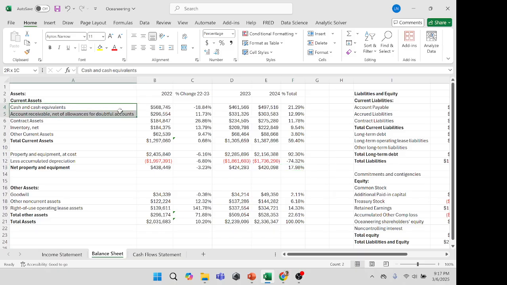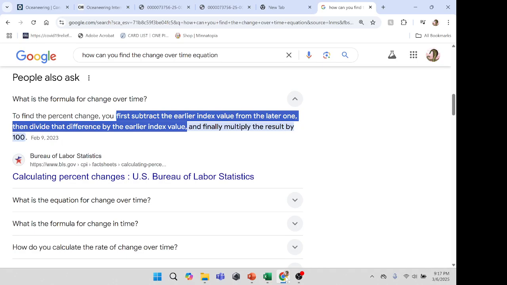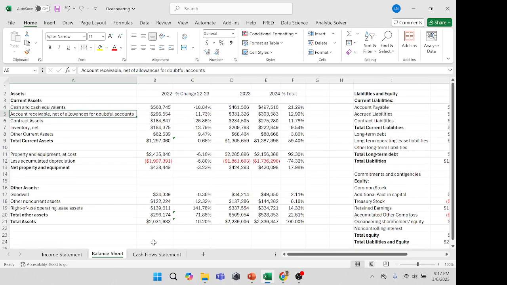They have a lot of cash on hand. They have inventory, and they also have a lot of accounts receivable. If you don't understand what accounts receivable is, go online. Just go ask ChatGPT, and that's how you learn.